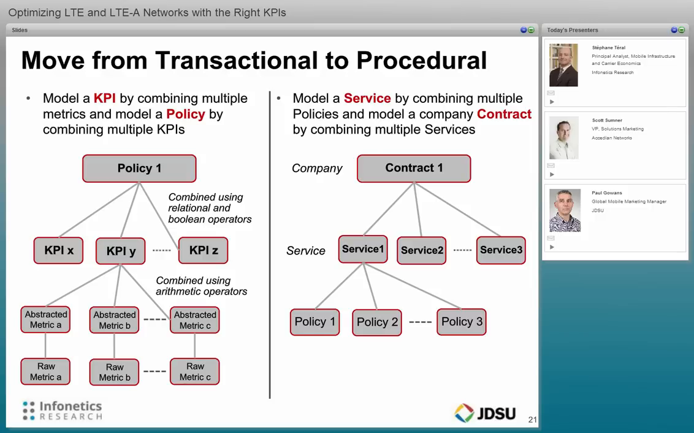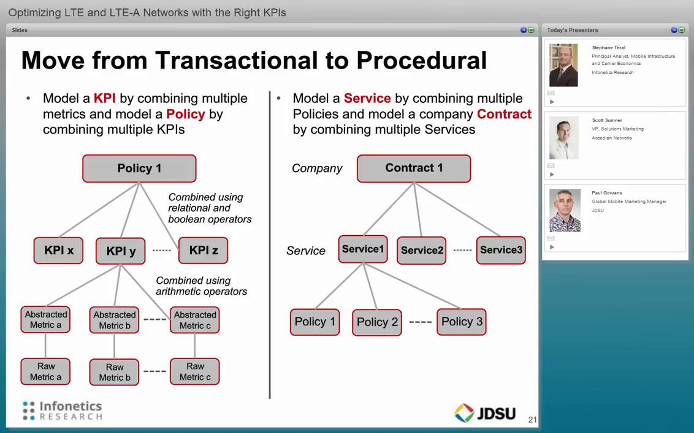So the way I've represented this is having those raw metrics, normalizing them by abstracting the relevant data, and then combining those into the KPI you want, and then pulling that together at a policy, and then really at a service level. So then you're building your KPIs around business impact of services.